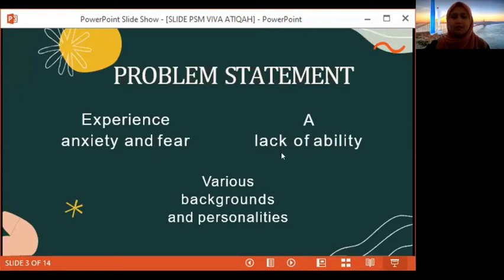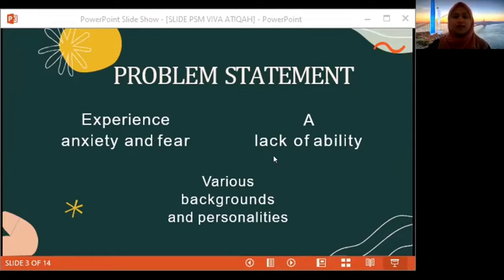In the research, the problem statement that the researchers found is experiencing anxiety and fear, a lack of ability, and various backgrounds and personalities. Most students experience anxiety and fear when they have to talk publicly. Each student comes from various backgrounds and personalities, so some of them may not have the necessary public speaking skills. Therefore, some students will not give their best in public speaking due to lack of ability and not having a proper way to conquer their fear in public speaking.